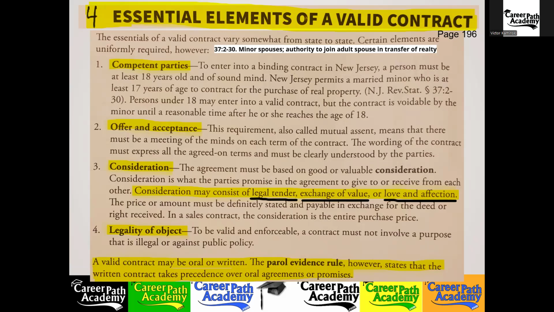Now, New Jersey permits, well, they don't anymore, but it says New Jersey permits a married minor who's at least 17 years of age to contract for the purpose of real estate. Persons under 18 may enter into valid contracts, but the contract is voidable by the minor until a reasonable time after they reach the age of 18.